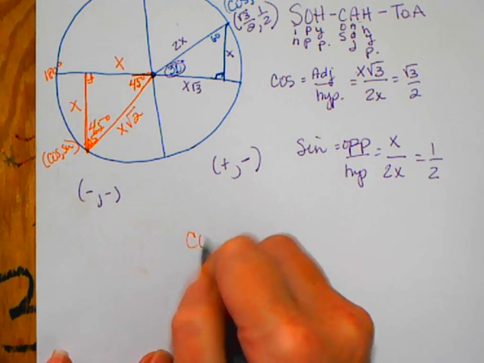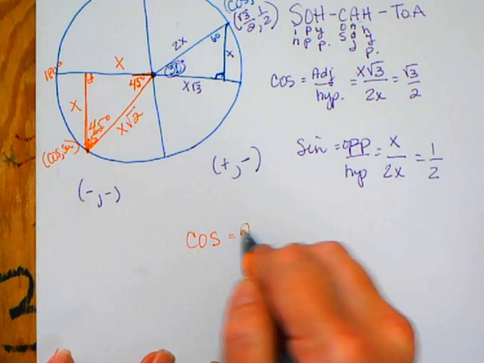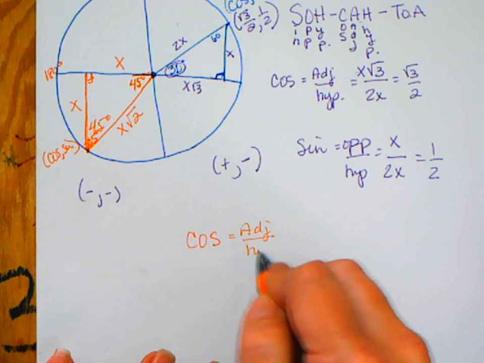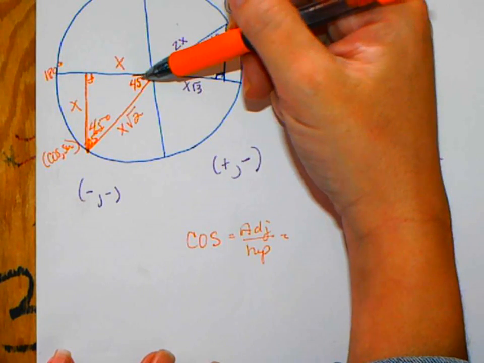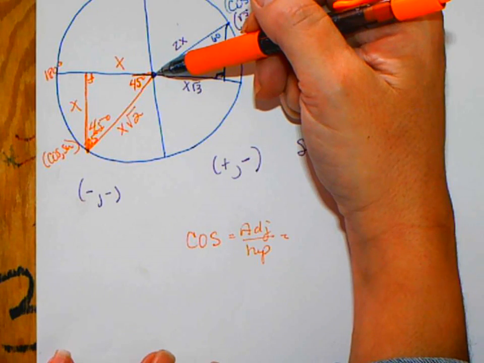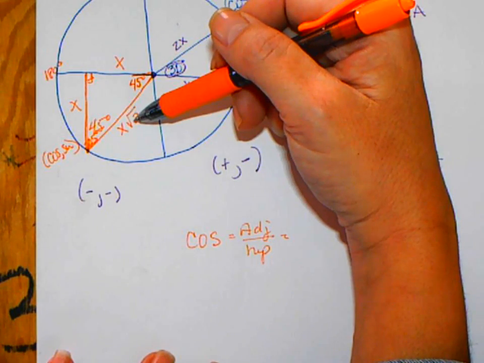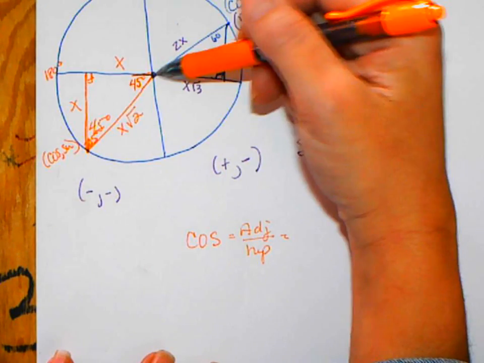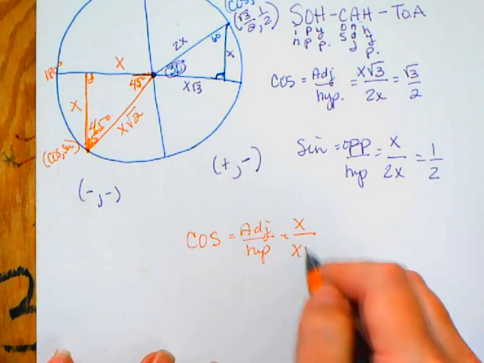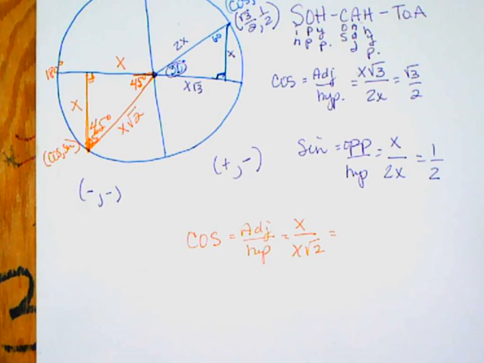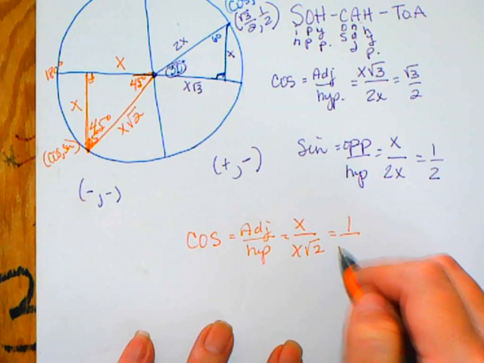So to find cosine, I do adjacent over hypotenuse. We're talking about the 45-degree angle, the angle that was formed by the origin. So adjacent can't be x square root of 2 because that's the hypotenuse, and hypotenuse can't be both. So adjacent will have to be x. Hypotenuse is x square root 2. Your x's cancel, and then you're left with 1 over the square root of 2.